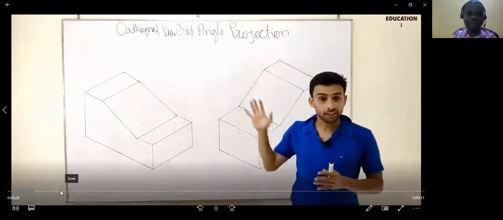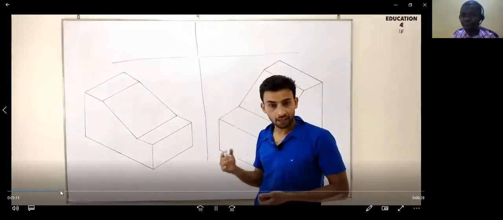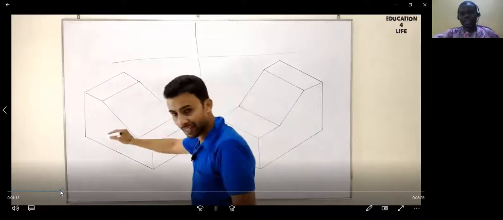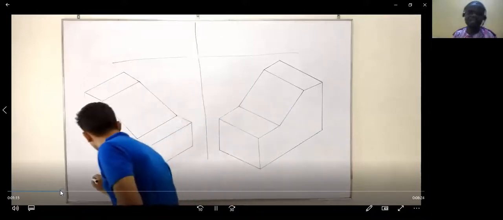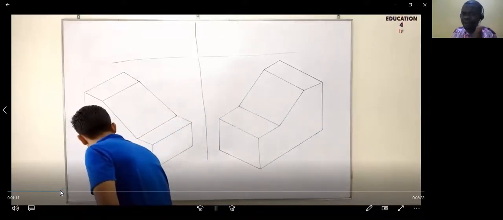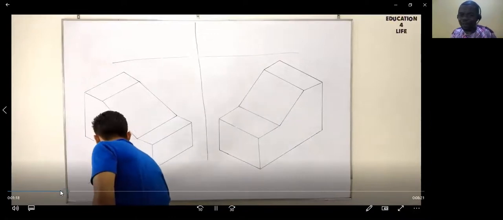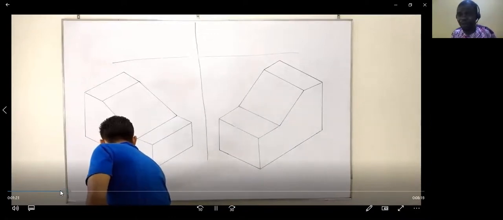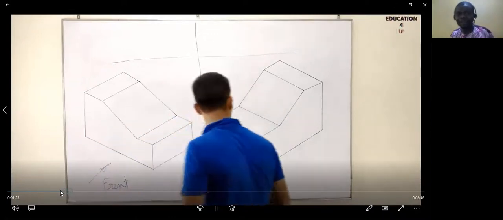Be watching and be seeing. These are two objects or two blocks, just that one faces this side, one faces this side. It's going to name them the front. That front means the front elevation. The one he calls the front is the front elevation.